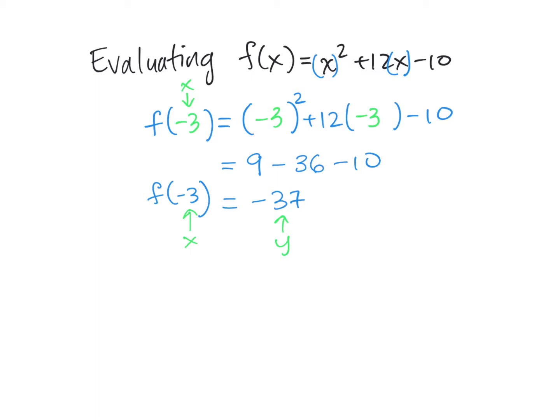So one of the things hopefully you've picked up along the way is that this notation does not mean f times negative 3. Often when we see something right next to parentheses, we assume that's multiplication. That's not the case. So here, I don't divide by negative 3 to solve for f or anything like that. What instead I have is a relationship between two variables. That's what the function is. And I'm finding that when x equals negative 3, y equals negative 37.